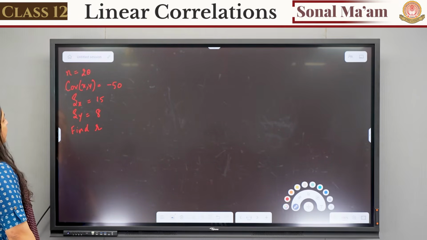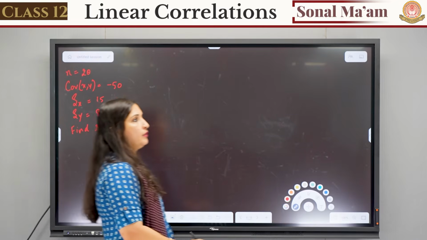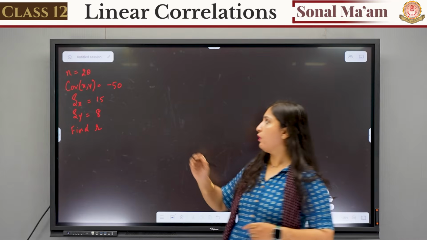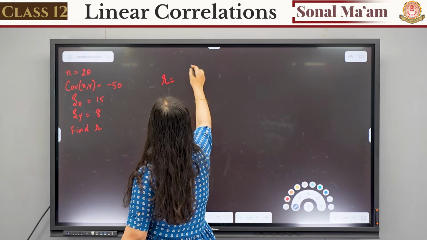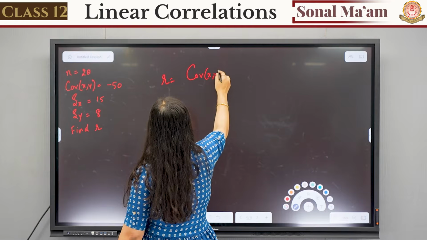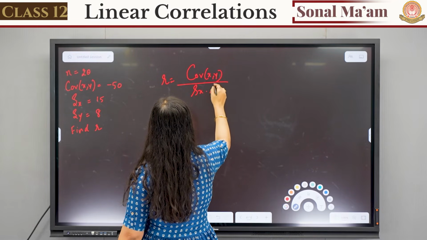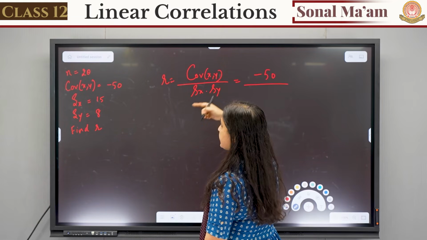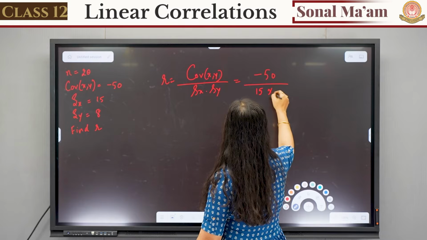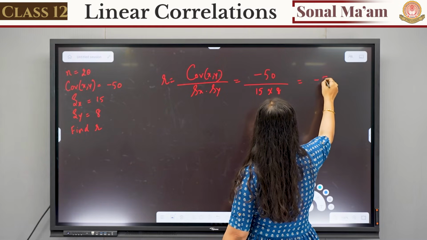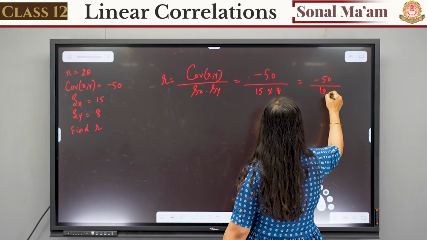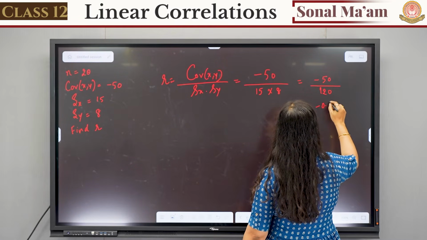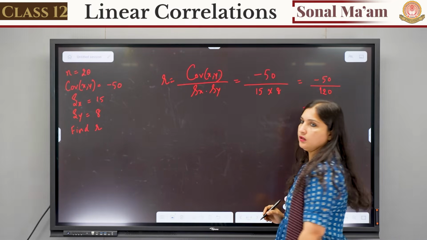You are given covariance xy, and you are given Sx, you are given Sy. Do you remember the initial formula of r? What is the initial formula of r? Covariance xy divided by Sx into Sy. Covariance is given to you, minus 50. Then Sx is given to you, 15 into 8. So minus 50 will be divided by 120, and the final answer will be 0.4.